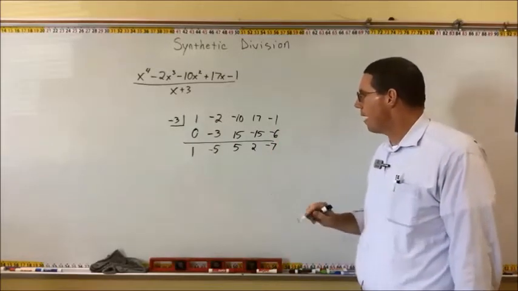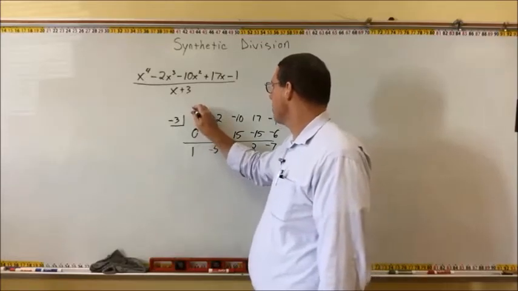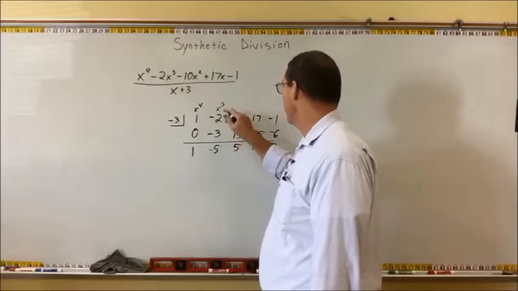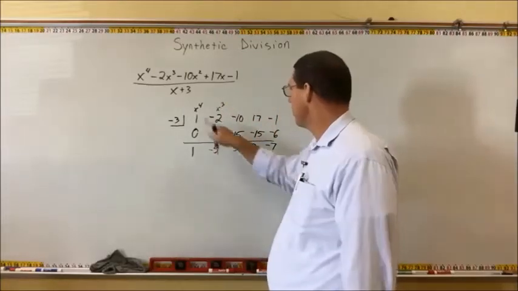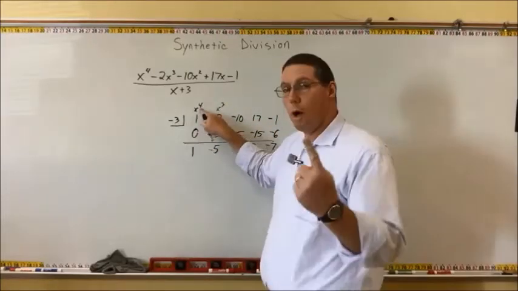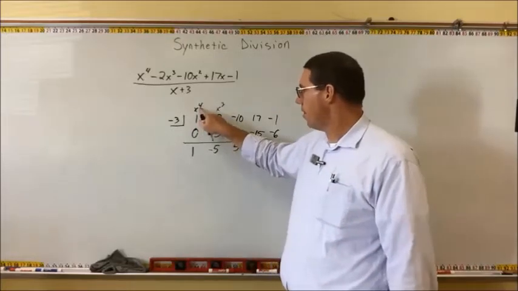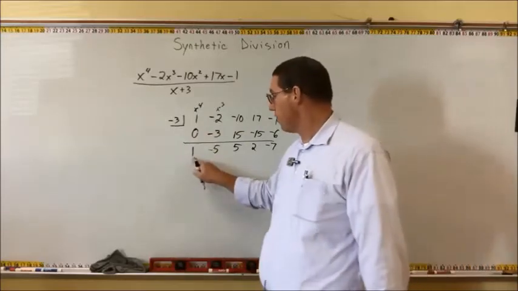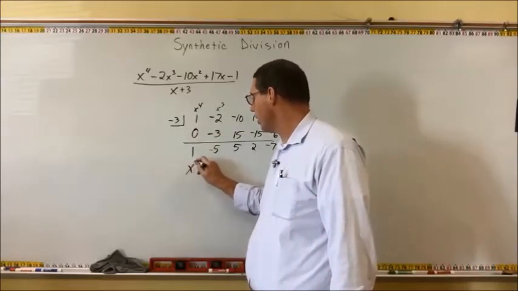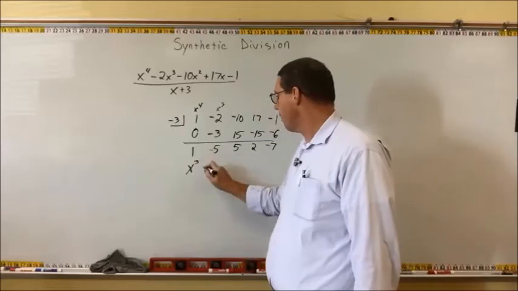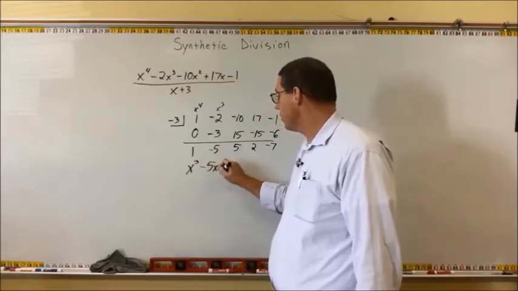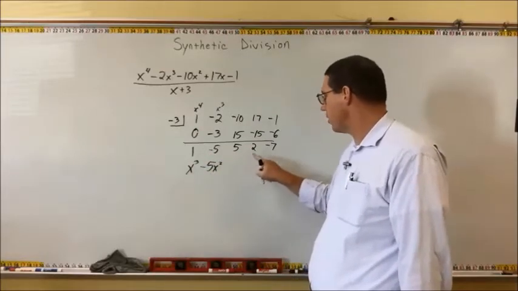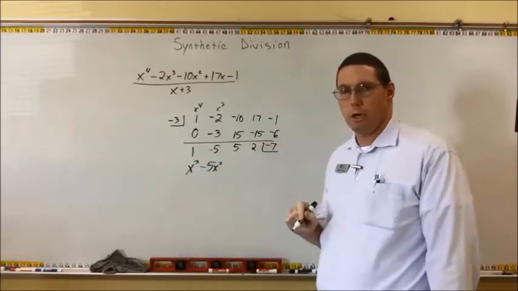And now, since my original polynomial started off as an x to the fourth, this is the x to the fourth, this is the x to the third, x to the second, x to the first, and the constant. This down here is going to become 1 power less than the column it's in. X to the fourth, this becomes x to the third. So now this is 1x to the third, or just x to the third, minus 5x to the second, because I'm going down in power. X to the third, x to the second, x to the first, constant, remainder, right?